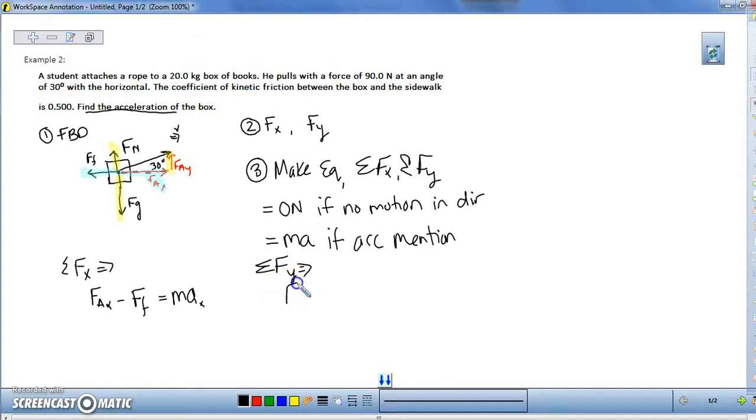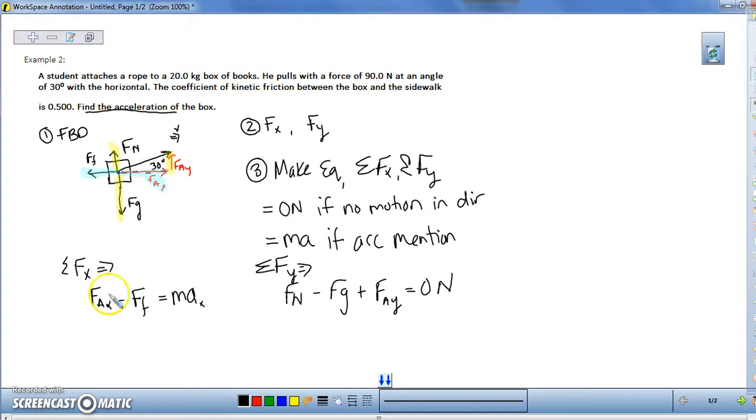We have force normal up minus the force of gravity plus the force applied in the Y. Now this becomes a plus because we're up right here. Now since it's not moving up or down, we set this one equal to 0 like that.